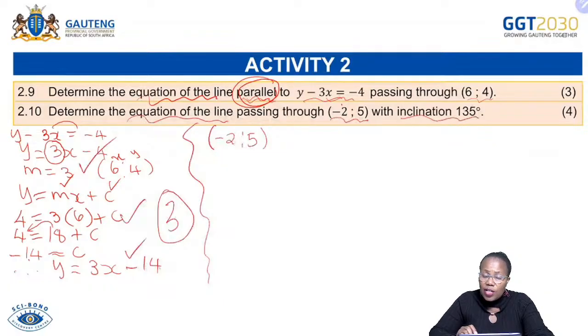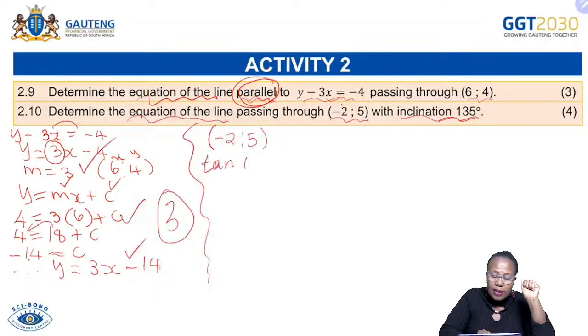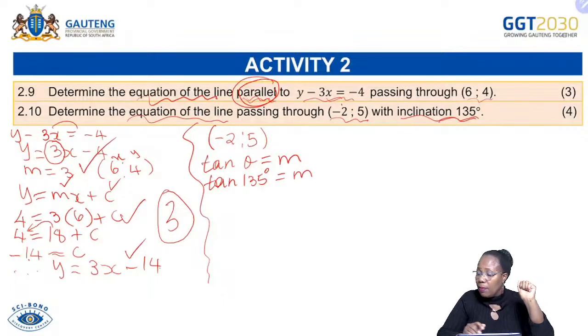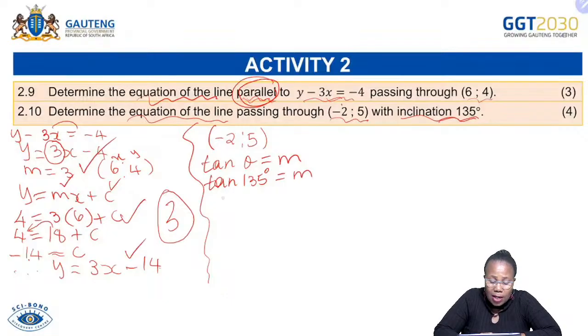And we have inclination 135. Wow, we will be able to find the gradient because now we need a gradient. We will use this inclination now. Let's find the gradient, grade 12. Tan theta is equal to the gradient. Do you still remember the inclination formula? What is our inclination? It is tan of 135 degrees equals m. And then now we want to find the value of m. This will be tan 135, which is -1.